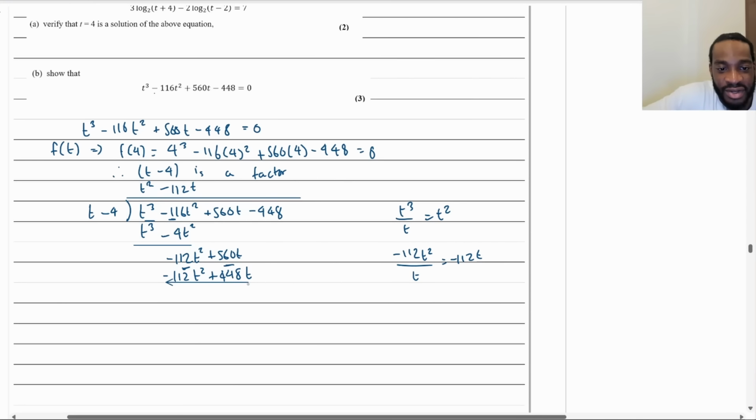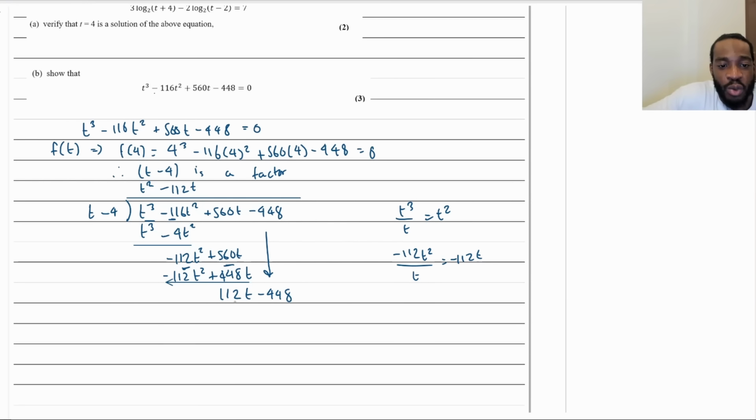So we can drop that now, and this becomes 112t, and then we drop this minus 448 like that. So it'll be minus 448, and now we just repeat the process. 112t divided by t is going to be 112, so that goes there. And then now we times, don't we? 112 times t is 112t, and then times that by the minus 4, we're going to get minus 448. And as you can see, if I take these away, they're the exact same thing, so we're going to be left with 0.